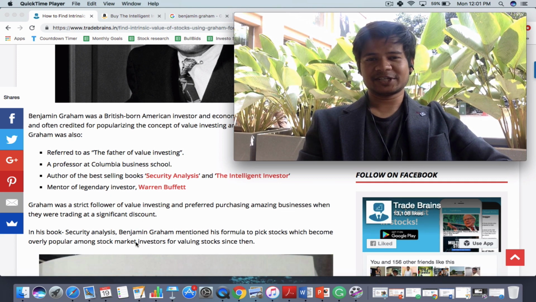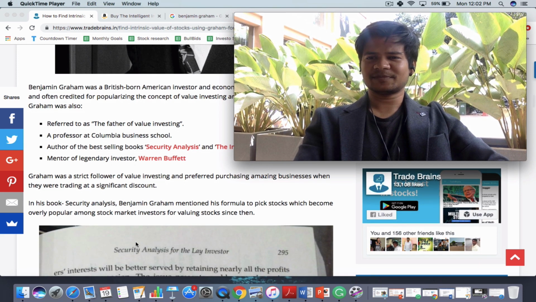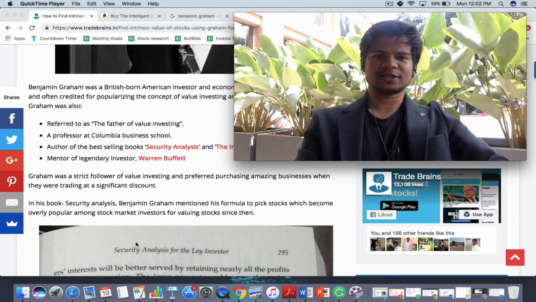Benjamin Graham was a very strict follower of value investing principle, and he liked to purchase quality businesses when they were trading at a significant discount. And in his book Security Analysis, he has mentioned one specific formula of how he picks stocks, and which became very popular among the investing population.